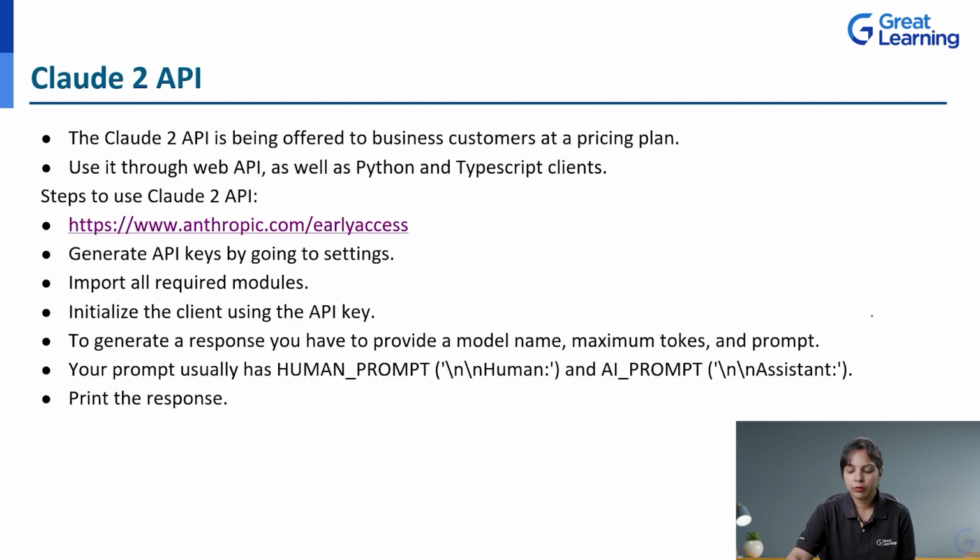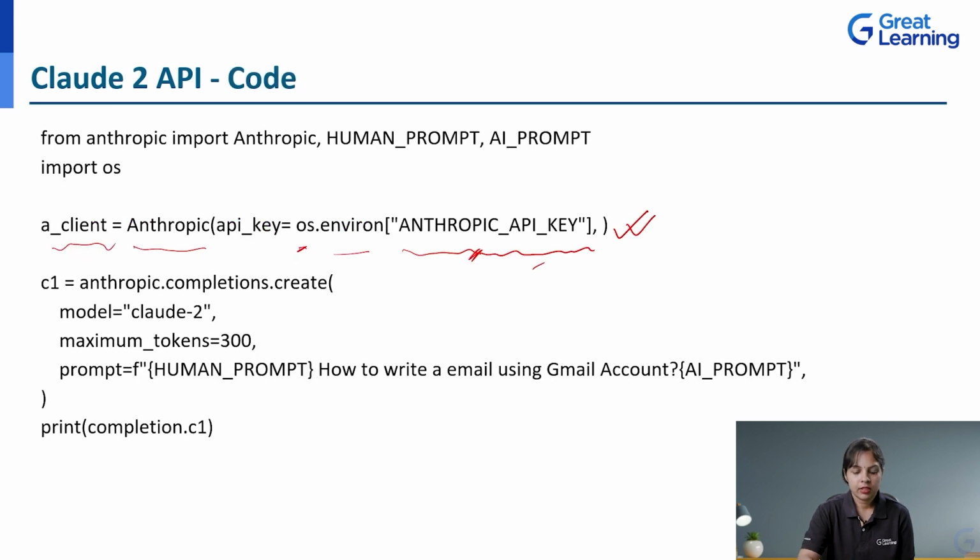The next step is to generate a response by providing a model name, maximum tokens, and prompt. You also have to specify the maximum tokens, which is also something you provide as input, like the prompts. And what's the model name? All that is what you have to provide in the next step. In the program, you can see here C1, this is a variable or object. Anthropic.completions.create, and in the round brackets you have to provide the model name, the maximum tokens, and the prompt. The model is Claude 2.